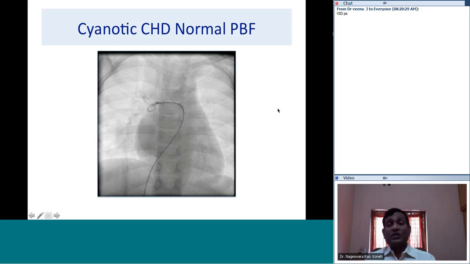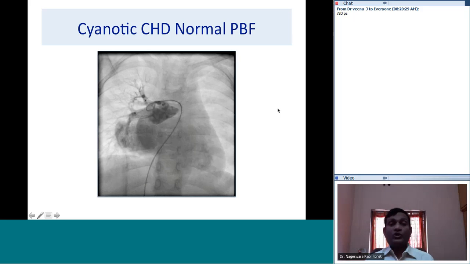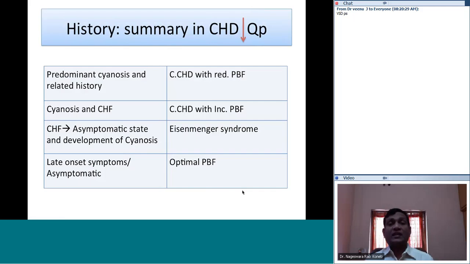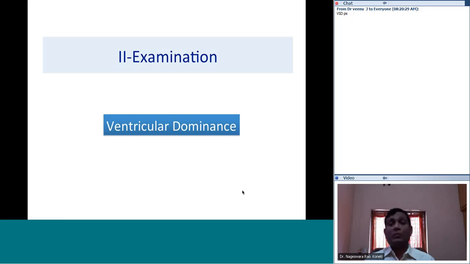So I'd like to summarize here and then go to step two. Predominant cyanosis in the history: cyanotic congenital heart disease with reduced pulmonary blood flow. Cyanosis with heart failure: cyanotic congenital heart disease with increased pulmonary blood flow. Congestive heart failure, then an asymptomatic stage, again developing symptoms in the form of fatigue and cyanosis: usually suggestive of Eisenmenger syndrome. Late onset symptoms and then an asymptomatic stage: usually suggestive of cyanotic congenital heart disease or any obstructive disease with optimal pulmonary blood flow. So, the second most important thing is ventricular dominance.